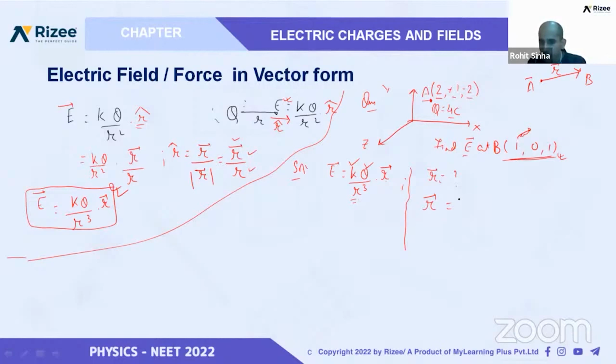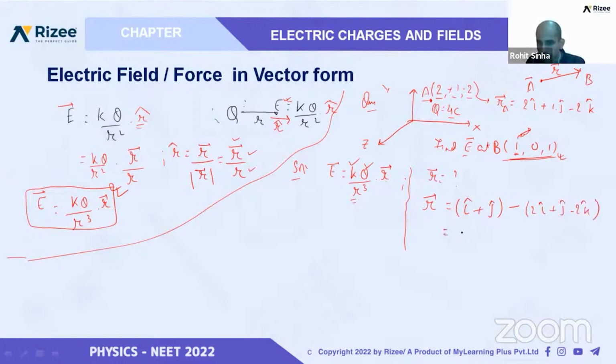For the position vector of B, we can write x coordinate 1, so i cap. Y coordinate 0, so it vanishes. Z coordinate is 1, so k cap, minus the position vector of point A. The r vector of point A we can write in vector form as 2 i cap plus 1 into j cap minus 2 into k cap. So r A is 2 i cap plus j cap minus 2k cap.